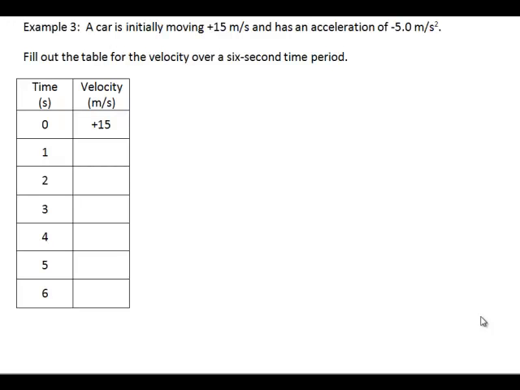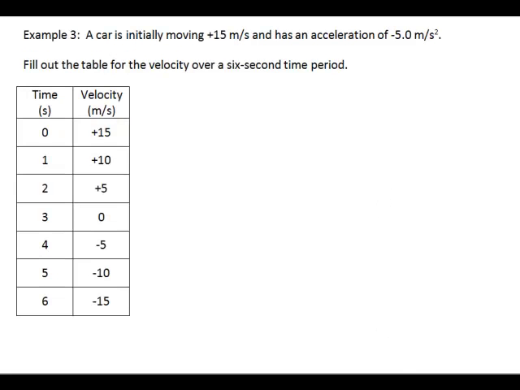Let's now do a third example. Now we have a car that is initially moving plus 15 meters per second and has an acceleration of negative 5 meters per second squared. Pause the video and fill out the table for the velocity over a 6-second time period.